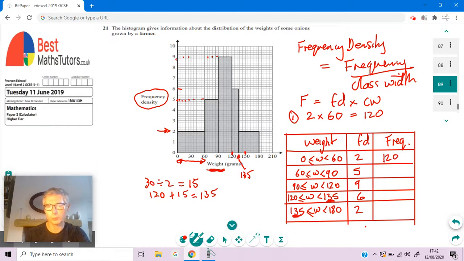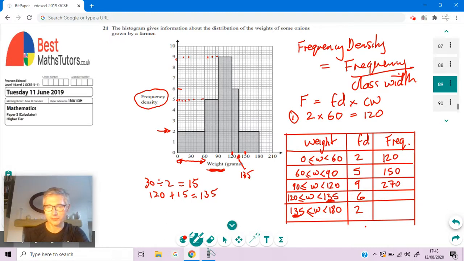The next one, we can see class width is 30 because it's going from 60 to 90. And then we times that by 5. So 30 times 5 gives me 150. And then do the same there. So we've got 90 to 120. So that means that the class width is 30. If I times that by 9, I get 270. With this group here, 120 to 135, that's 15.